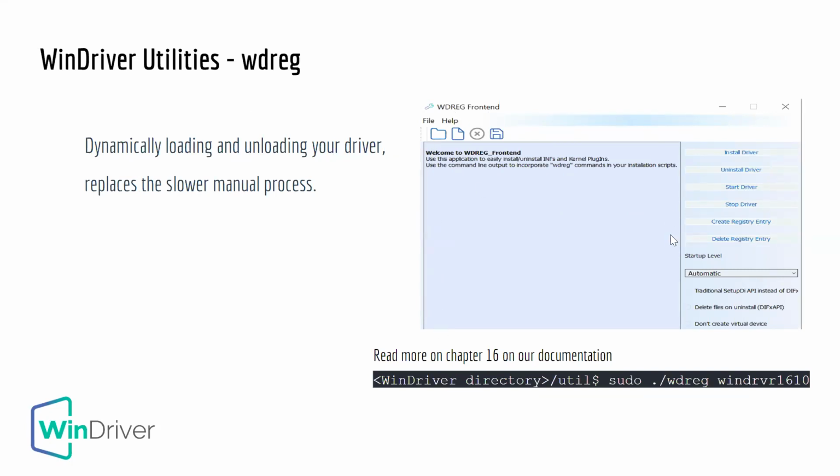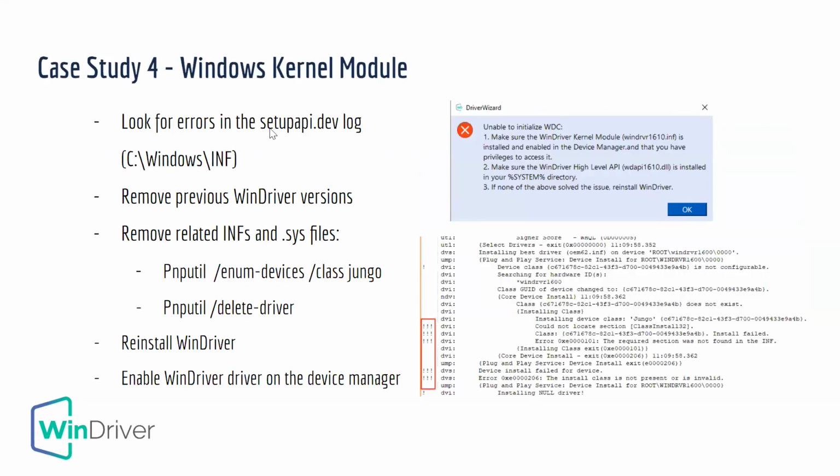If you don't want to use the friendly GUI, the front end, you can also use the CLI. And you can read more about it in chapter 16 of our documentation. This is an example of an error that takes place when we're trying to run the driver wizard and it's not working, and then we get this error, and it says make sure the WinDriver kernel module is installed and enable it on the device manager. So if we get this error, either when running WinDriver or our driver, what we recommend to do is open the setup API devlog.